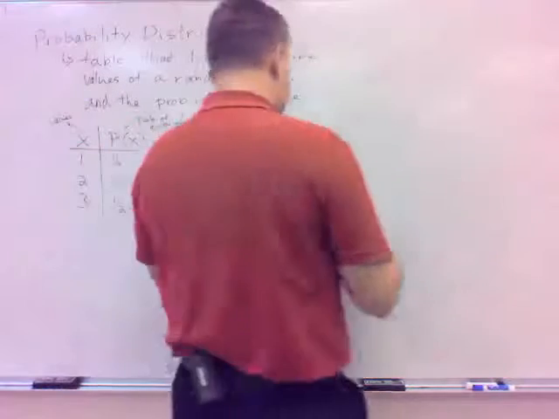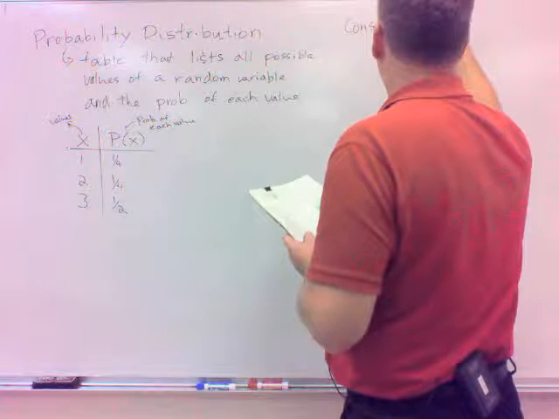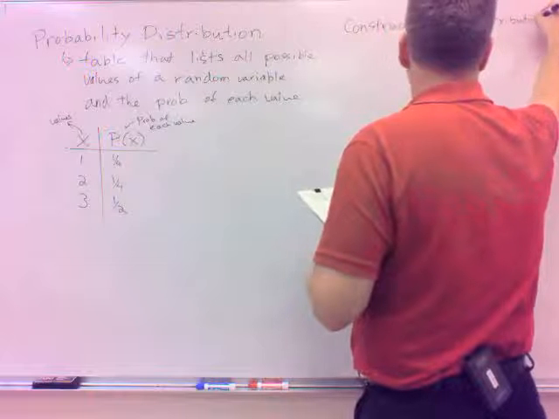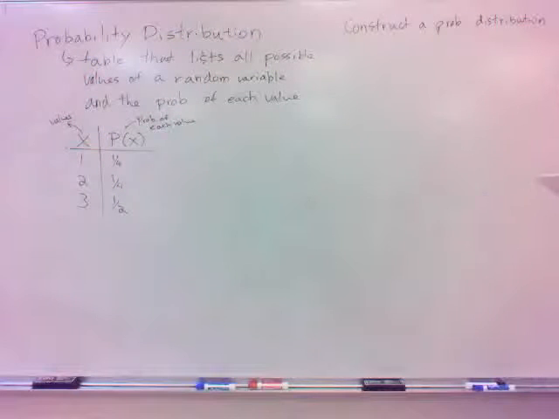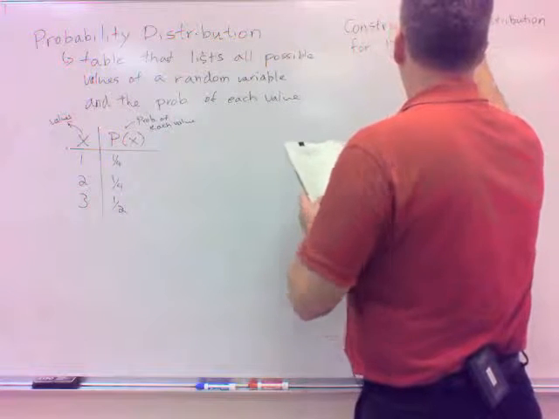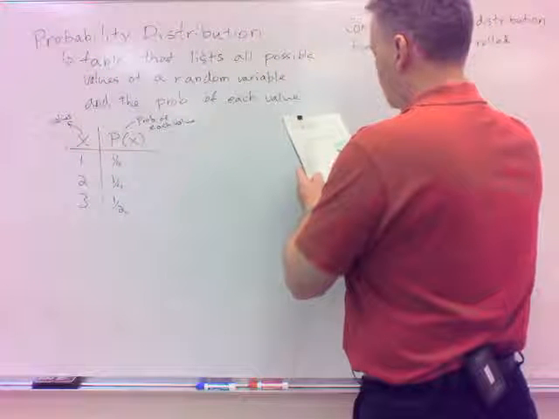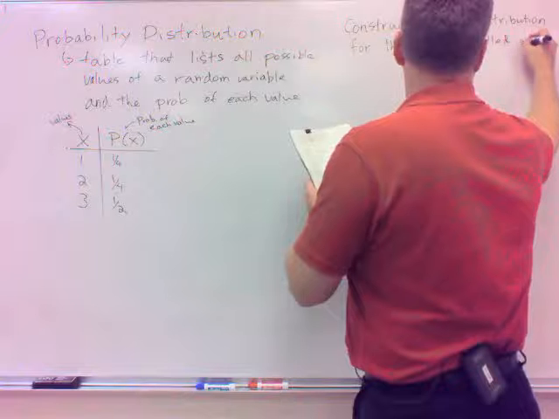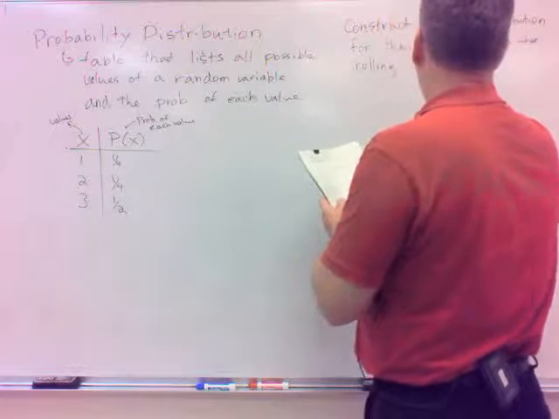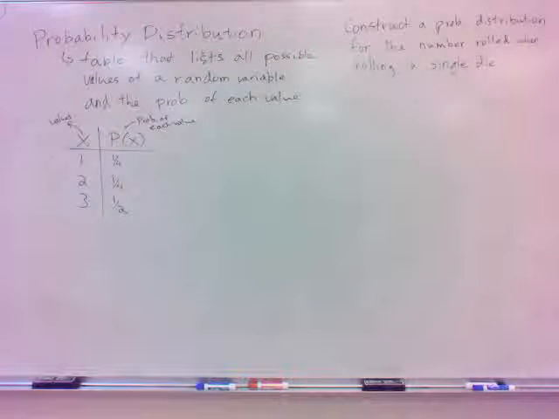All right, let's construct a probability distribution for the number rolled when rolling a single die. Probability distribution for the number rolled when rolling a single die.